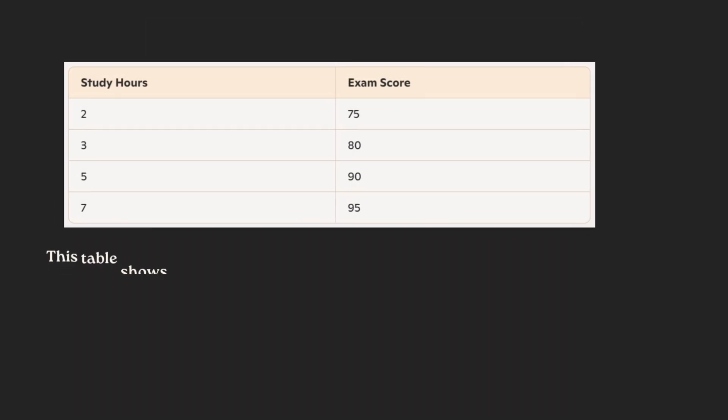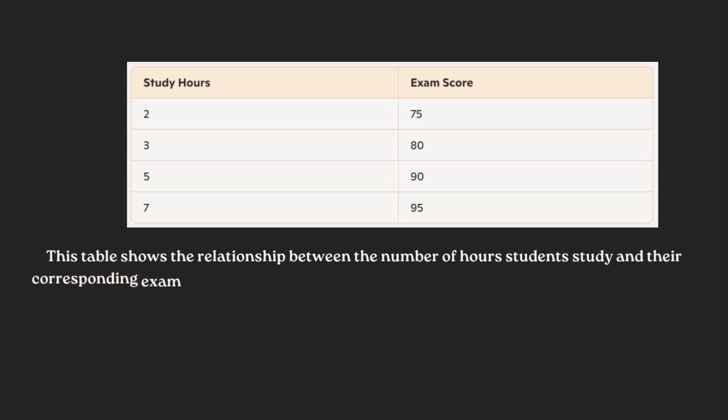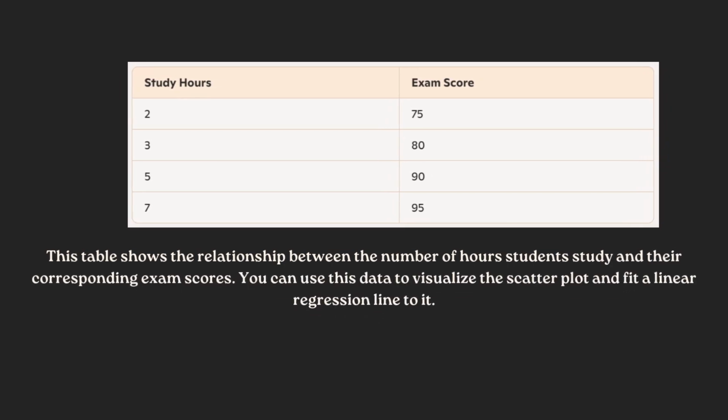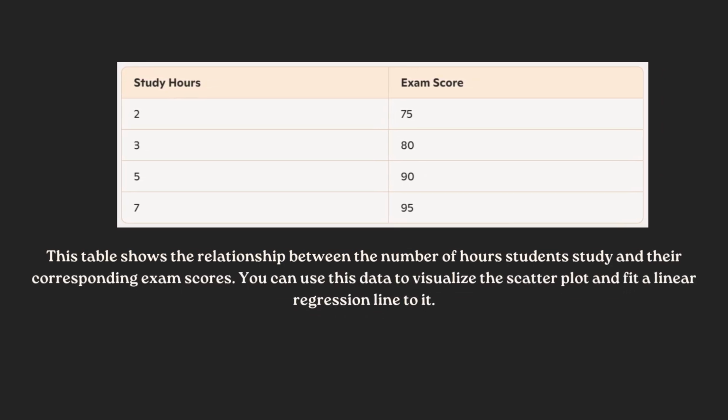For example, let's say we have data on the number of hours a student studies and the corresponding exam score. By plotting this data on a graph, we can use linear regression to find the line that best fits the data points, helping us to understand the relationship between study time and exam performance.